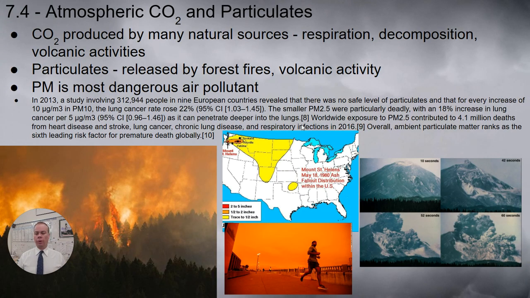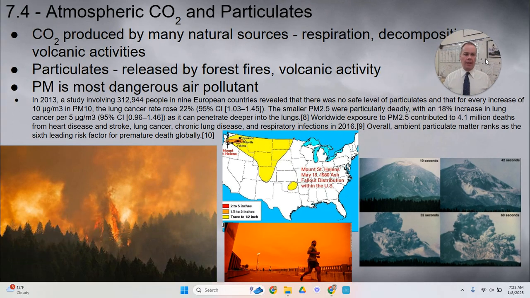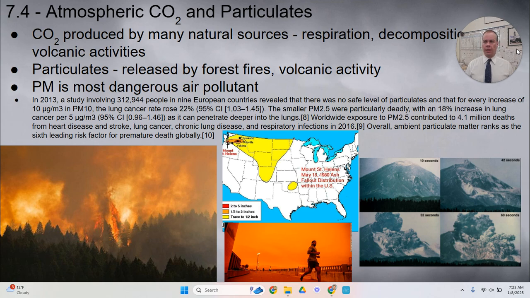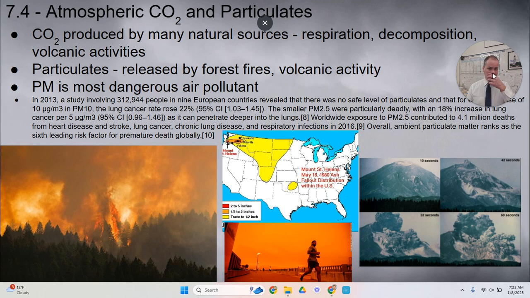In topic 7.4, we're going to be focused on particulate matter and to some degree carbon dioxide. We'll be talking much more about carbon dioxide in our last unit when we start to focus on climate change. But there are natural sources of carbon dioxide, such as volcanic activity, respiration by various organisms, and the decomposition of organic matter. All those things do release carbon dioxide into the atmosphere. But obviously, anthropogenic sources also release quite a bit.